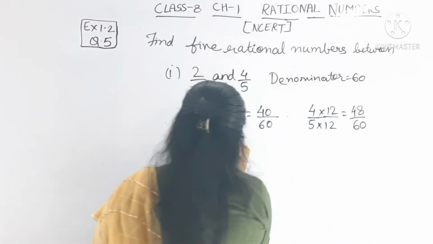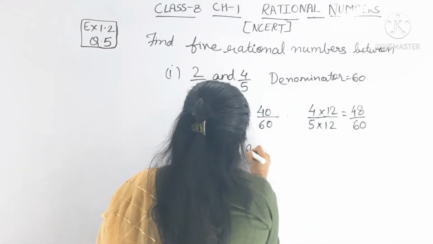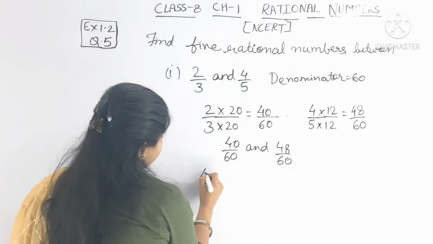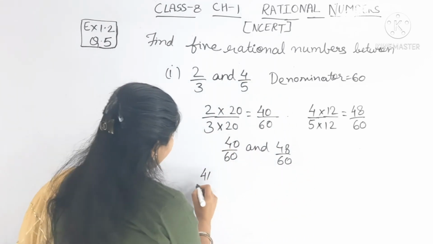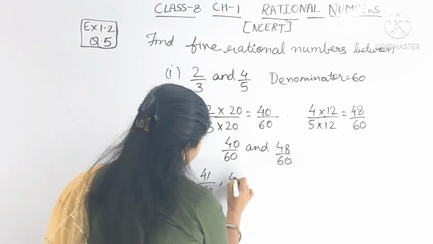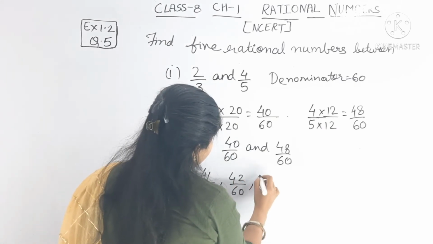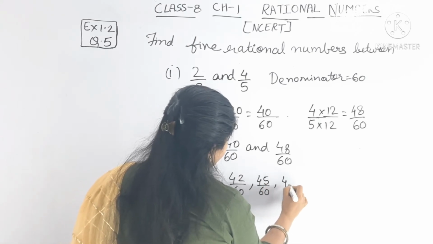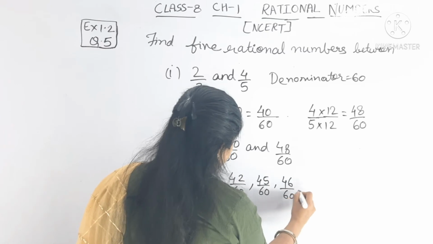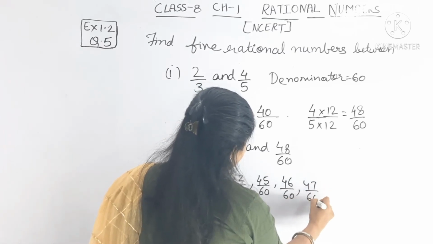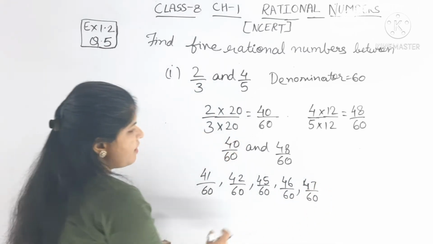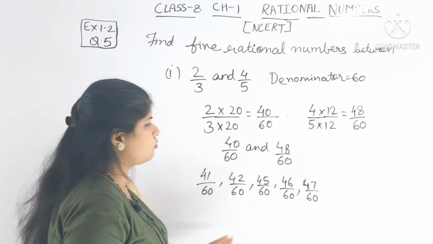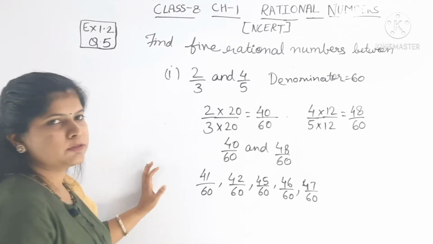So between 40 by 60 and 48 by 60, what numbers come? After 40 is 41, we know. 41 by 60, 42 by 60, 45 by 60, 46 by 60, 47 by 60, right? So these are the 5 rational numbers. You can choose any numbers between 40 and 48. That is 7 numbers only. Okay, so this is the first part.